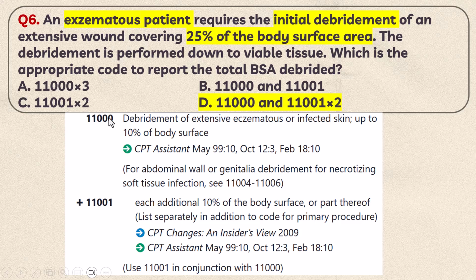So first 10% is 11,000, second 10% is 11,001, and the additional 5% you have to multiply by 2. So the correct answer will be answer D, 11,000 and 11,001 times 2.